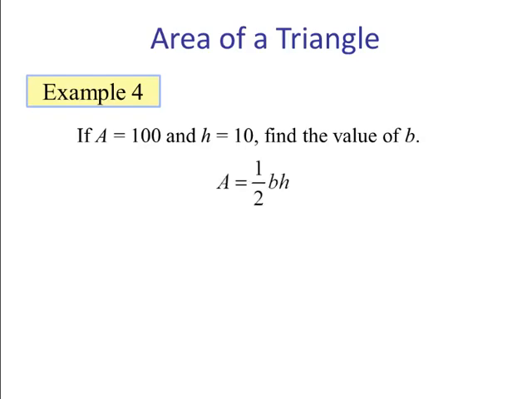Well, we start with our literal equation, our formula. We substitute the values in that we know. h is 10, area is 100. Now all three of these values are multiplied, so it doesn't matter which order I multiply them. So I'm going to take 1/2 times 10, and that gives me 5, which is times b equals 100. And if we divide by 5, we see that b is 20.